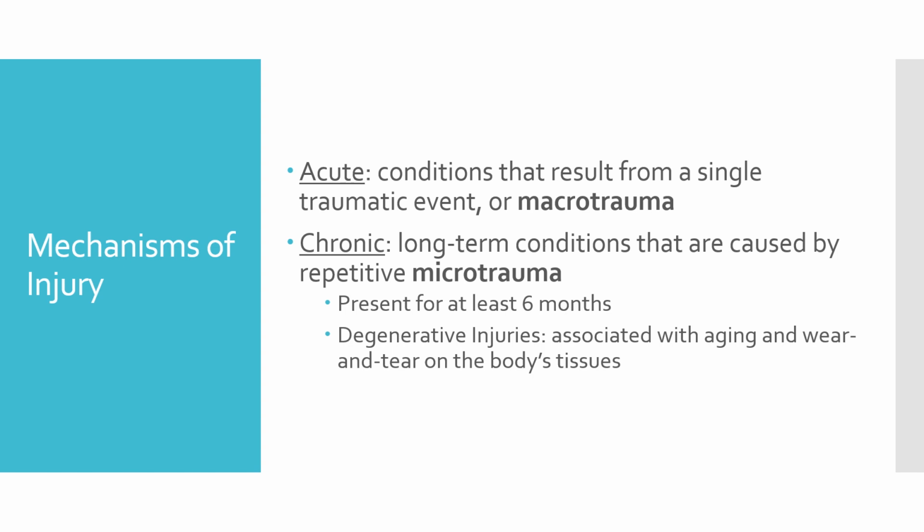Finally, degenerative injuries are associated with aging and the natural wear and tear of the body's tissues. Osteoarthritis is a classic example. These aren't caused by a single event or even repetitive stress. They're the result of accumulated use over a lifetime. Understanding which category an injury falls into will immediately start shaping your rehabilitation approach.